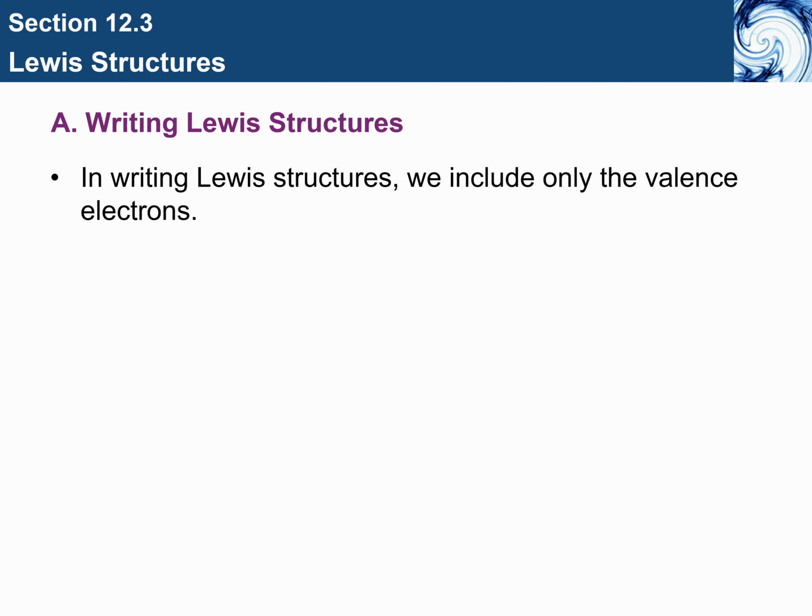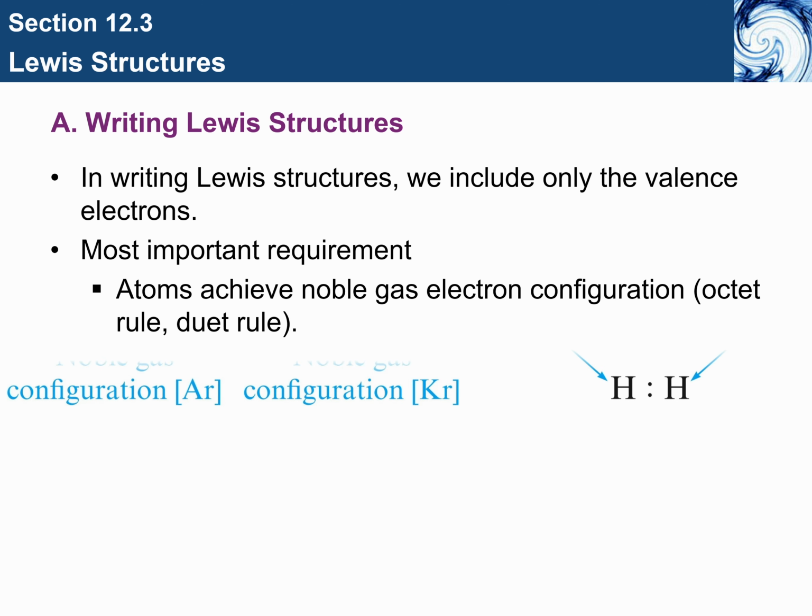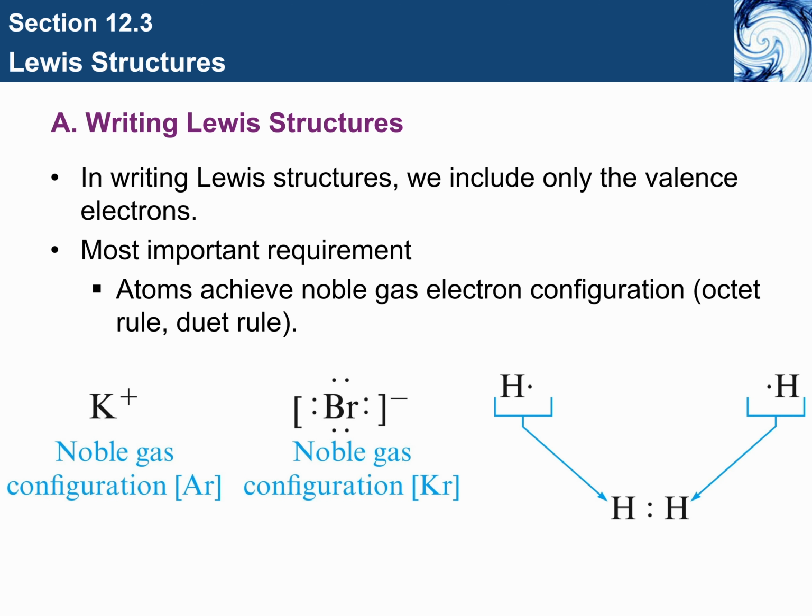Writing Lewis structures. When writing Lewis structures, we include only the valence electrons. The most important requirement is that atoms achieve a noble gas electron configuration when possible. This is the octet rule, with hydrogen following the duet rule, as well as helium, although we won't really see that in any of these. The slide shows an example of atom symbols with valence electrons highlighted. The key message is that core electrons are not part of the Lewis structure because they are not involved in bonding.